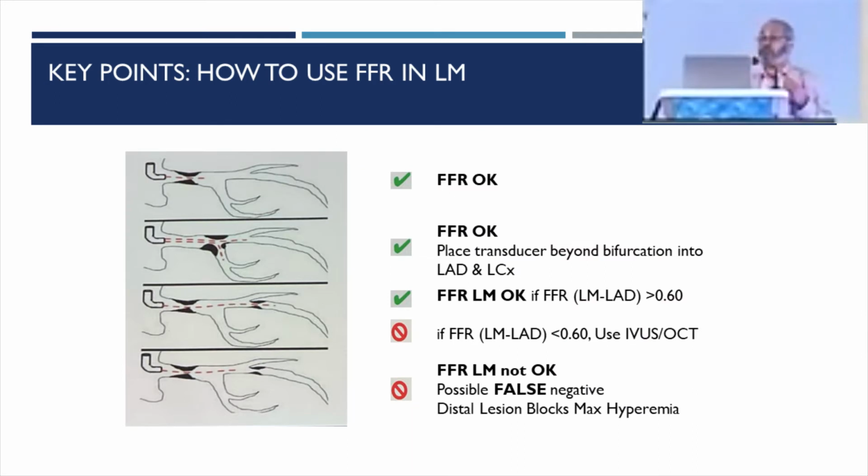During the FFR study, you have to be very careful, because in left main disease, sometimes the disease is not isolated, it also involves LAD and LCX. You have to run the FFR across the total distal lesion. Otherwise, you may give a false negative result. If you look at this very carefully, first one is okay, second one is okay, third one is okay. Last one is not okay because there is a proximal lesion and a distal lesion. If you don't cover the distal lesion, you may not achieve maximum hyperemia. That may give you a false negative result. So we should be very careful during our FFR study.